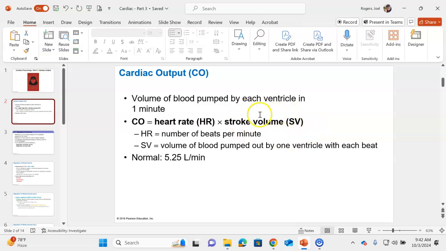Remember, stroke volume we introduced in the second lecture. Stroke volume is the difference between EDV and ESV. So stroke volume is literally how much is pumped out per ventricular ejection. And so if you take that volume and multiply it by how many times the heart beats per minute, cardiac output literally is the volume of blood pumped out by the ventricles every minute. On average, 5 to 5.25 liters a minute.